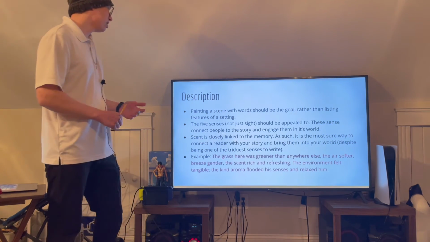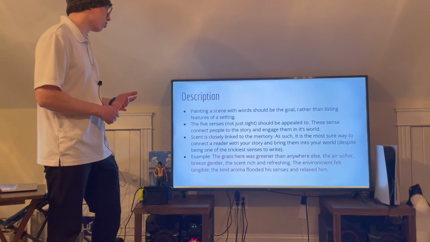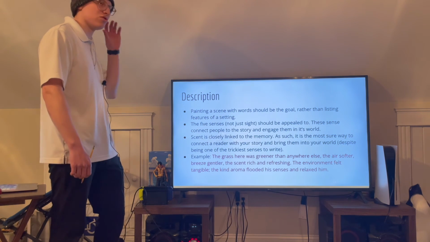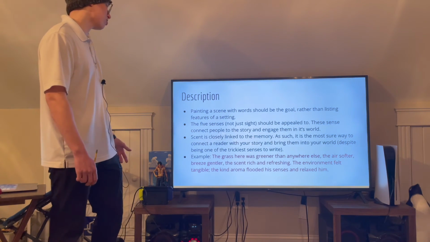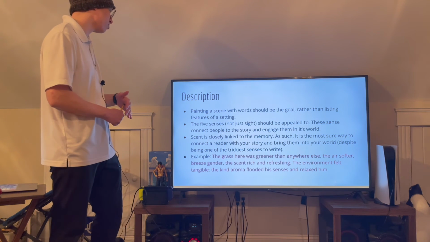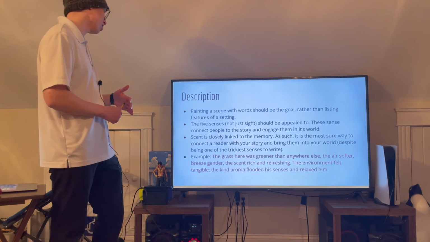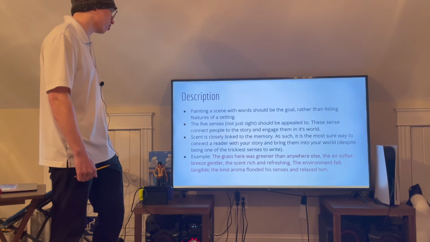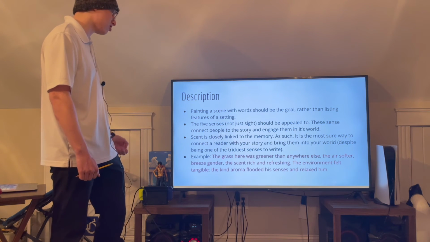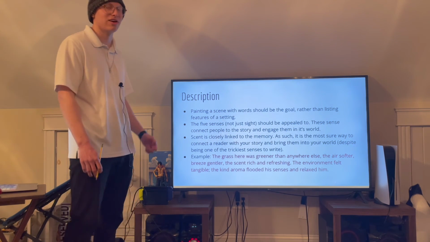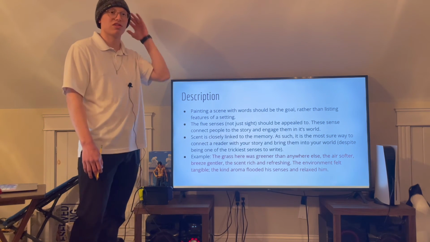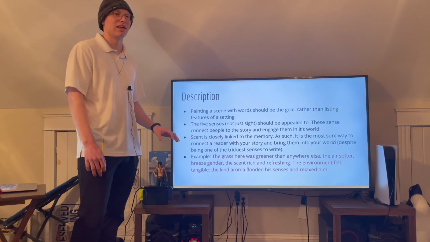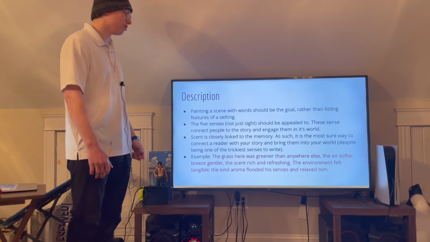Description. Painting a scene with words should be the goal rather than just listing the features of a setting. The five senses, not just sight, which is the one that people mainly tend to focus on, should be appealed to. These senses connect people to the story and engage them in its world. Scent is most closely linked to memory, and as such, it's the most sure way to connect a reader with your story and bring them into your world, despite being one of the trickiest senses to write. It's very hard to properly write and describe smell, but it is closely linked to memory, so if you can plug smell, then it will connect with your readers. So it's worth a try.